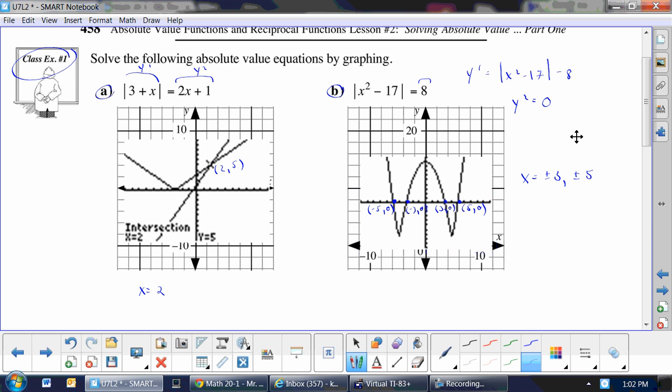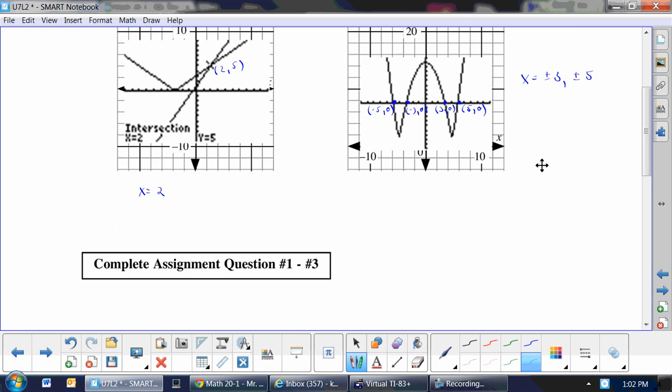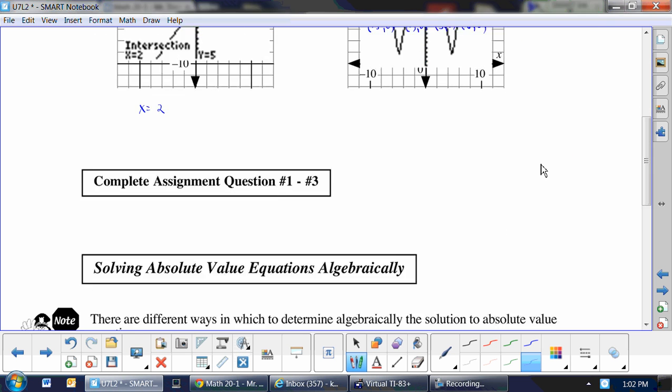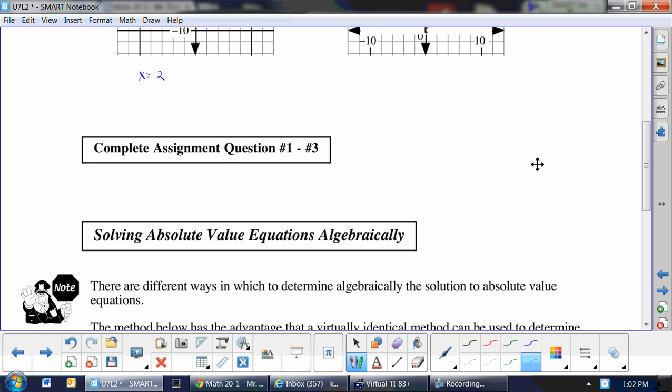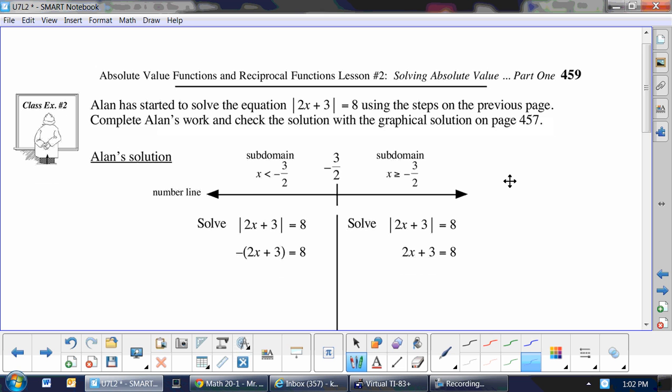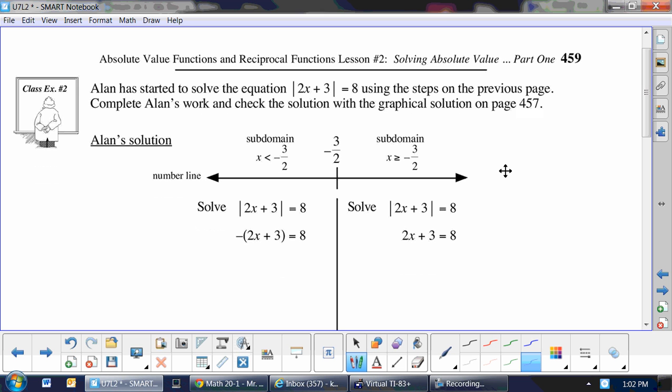Okay, so that's all there is to it for solving it graphically. So if this was a multiple choice question, I'd be looking at how to do it graphically, right? Okay. So the other way of solving it is algebraically. So if you flip the page over, we're going to go through this step by step together.